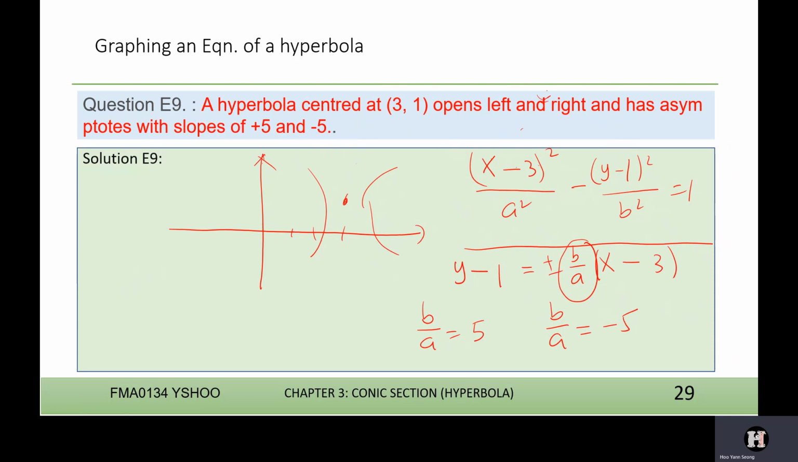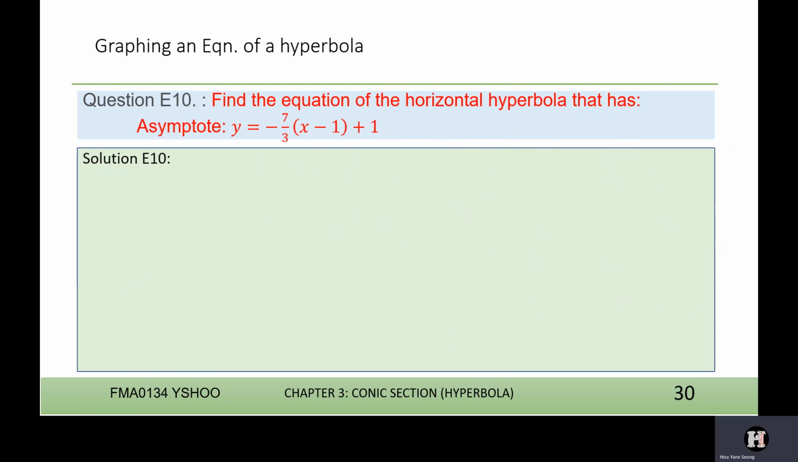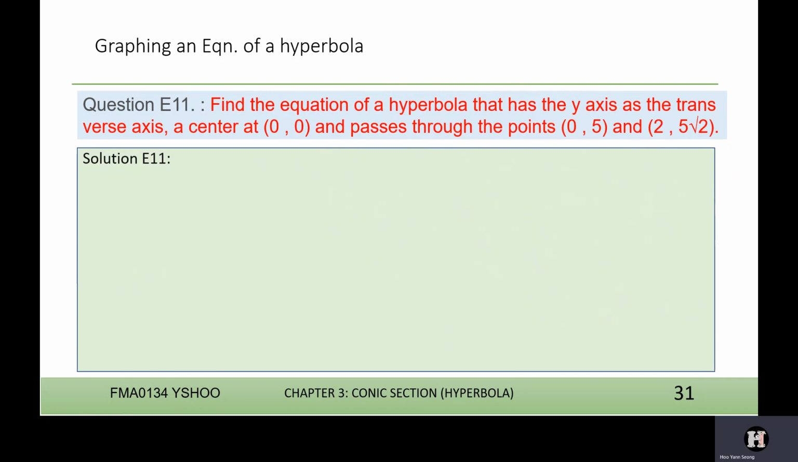Okay, then after that you have another one. This one is more tedious. Find the equation of the horizontal hyperbola that has this. This one you have to rephrase back into y minus k equals plus minus b over a times x minus h. So you can roughly get your h, k and b over a.